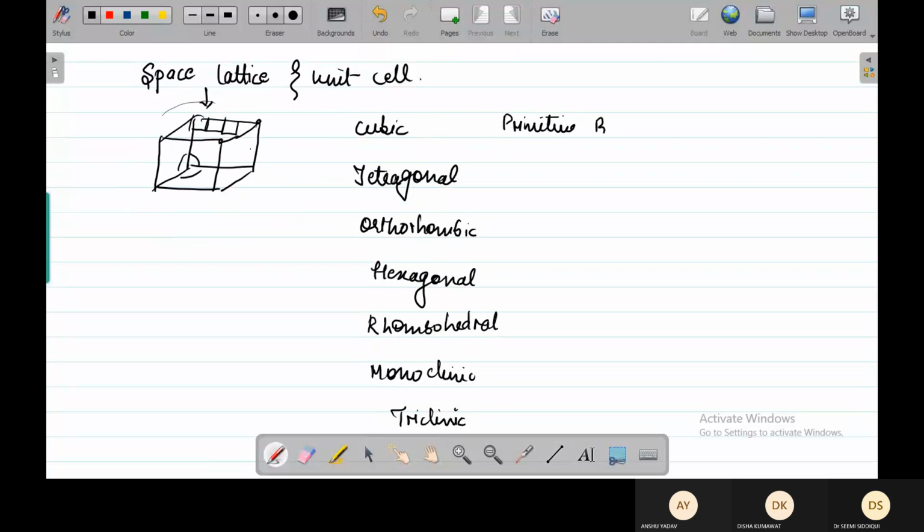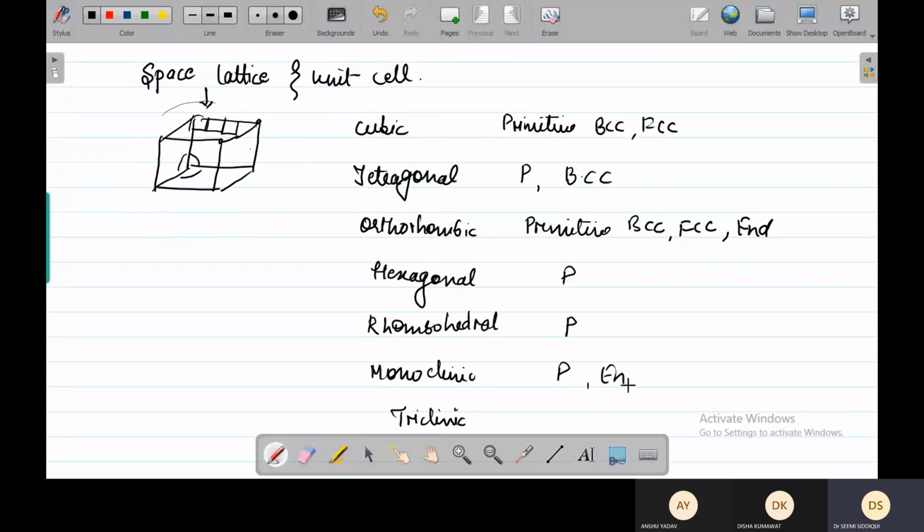Primitive, body centered, and face centered. In the case of tetragonal, we have the primitive and body centered. In orthorhombic, we have the primitive, body centered, face centered, and end centered. Then we have the primitive and end centered for monoclinic, and primitive for the others.